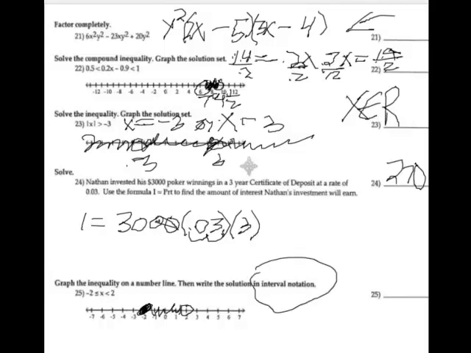Interval notation. Okay, so we need to remember that the solid circle is a bracket. And, of course, the other one is a paren.